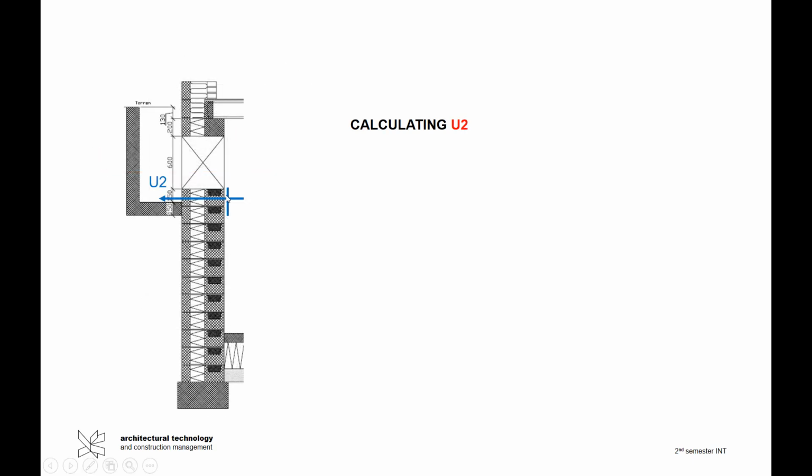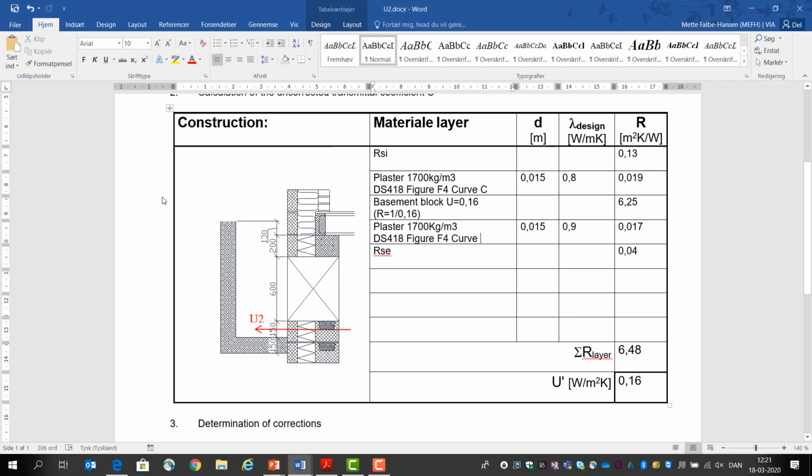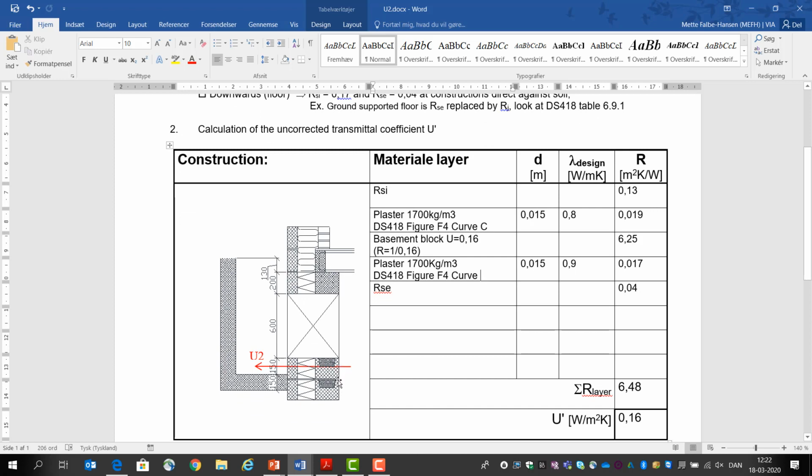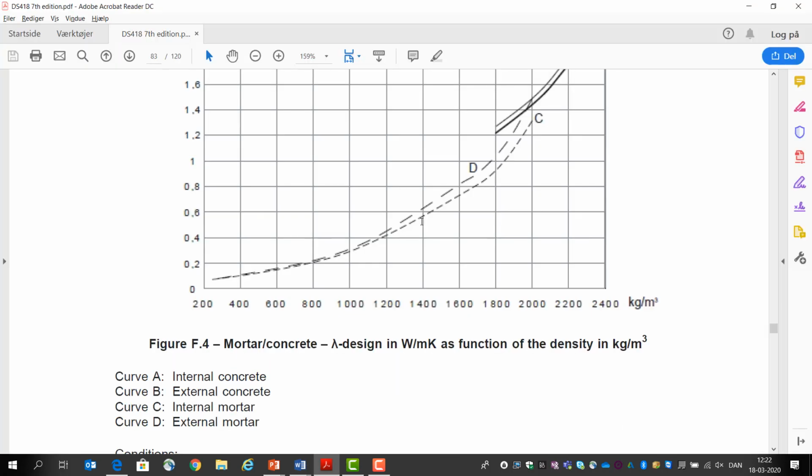And U2 is the part that we have here, where we are going under the window out to air in the light shaft. So again, we take our form, draw the small sketch so we know where we are. And first we meet Rsi, which is the internal surface resistance, and we cross it up here in the form. And we write down here surface resistance on the inside, 0.13. Then the first thing that we meet is plaster again, which has the density of 1700 kilograms per cubic meter. So same as for U1, we go to DS 418 to the graph here, where we have internal mortar, and we go to the density of 1700. We go up to the internal curve here, C, and 0.8.